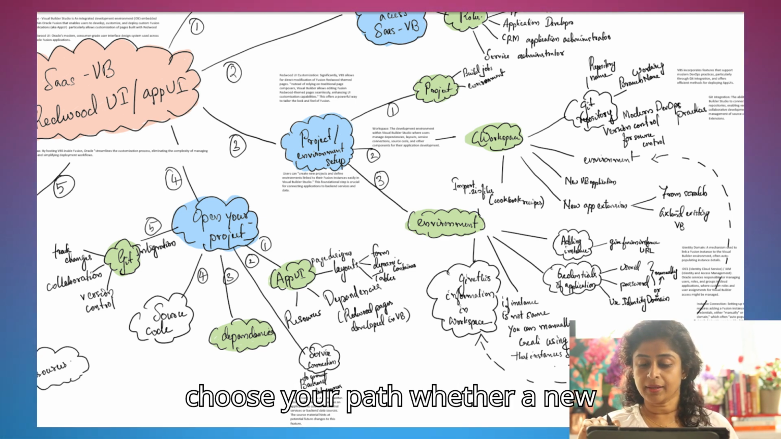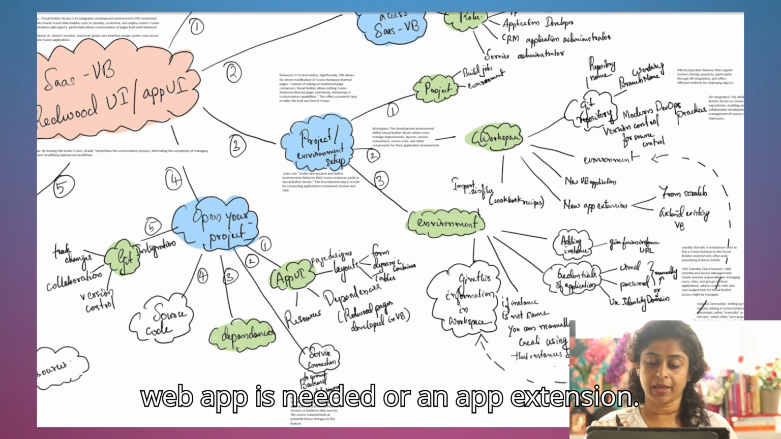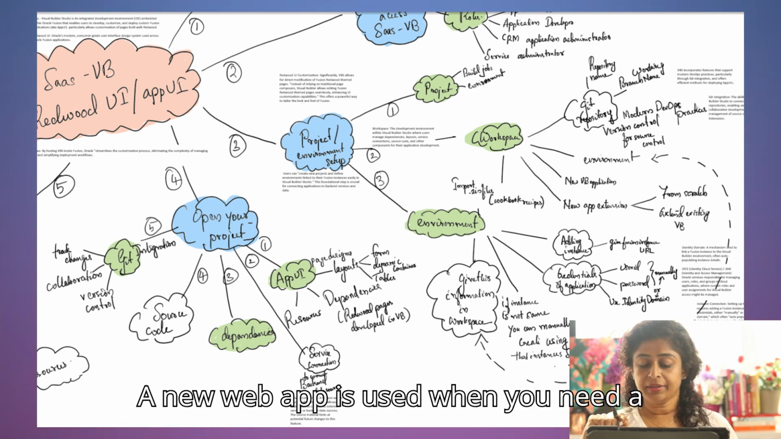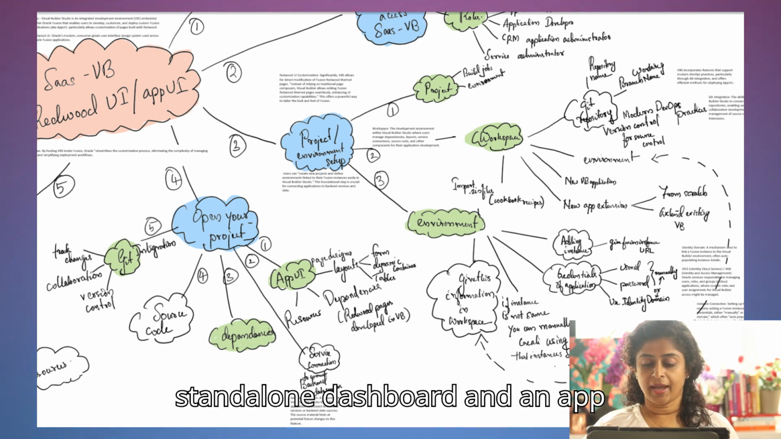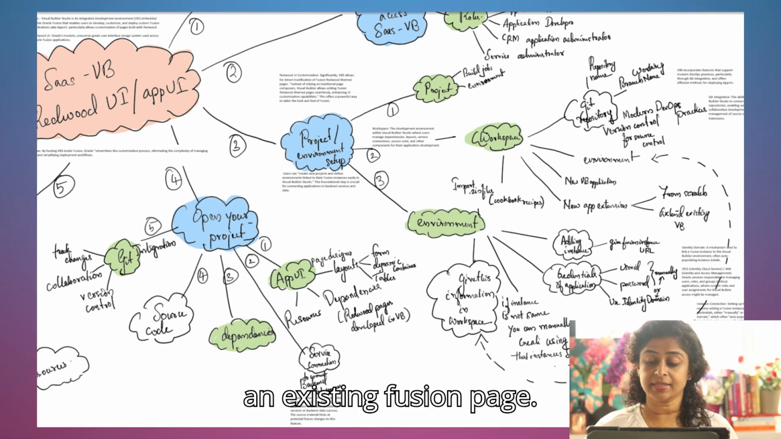You can choose your path, whether a new web app is needed or an app extension. A new web app is used when you need a standalone dashboard, and an app extension is when you change an existing Fusion page.